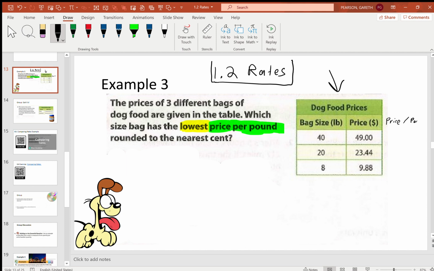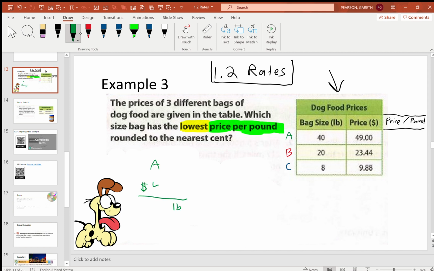Notice that I replaced a per with that slash that stands for division. So that tells me how I need to go ahead and divide every single one of these. Now this one can be option A, this one can be option B, and this one can be option C, yeah? So for option A, they want price divided by pound.